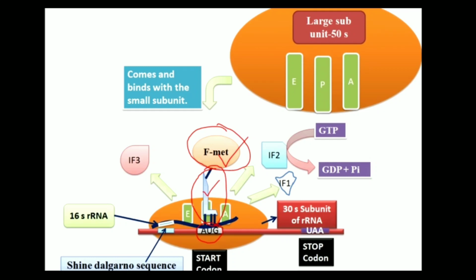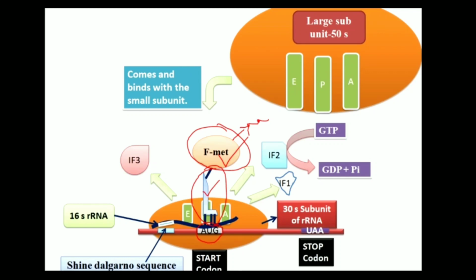This tRNA will be charged with the formylated methionine, which is an amino acid, and they will bind with this tRNA, and now this tRNA can find the start codon and they can form the initiation complex, the 30S initiation complex.